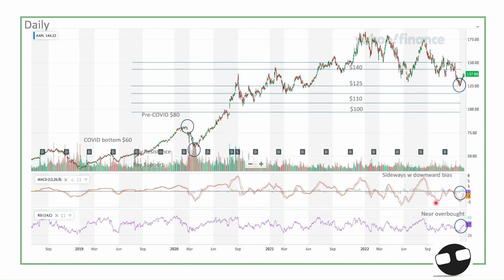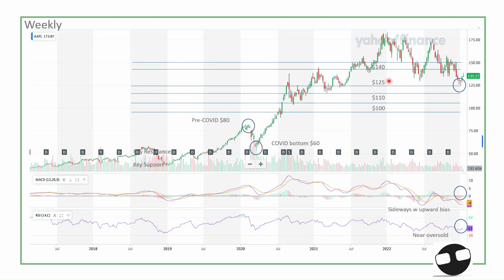For the moving average convergence divergence, we have here a weakening upside, and the RSI is also nearing the overbought level. So we might see a bit of a downside right after maybe testing the 140 resistance.